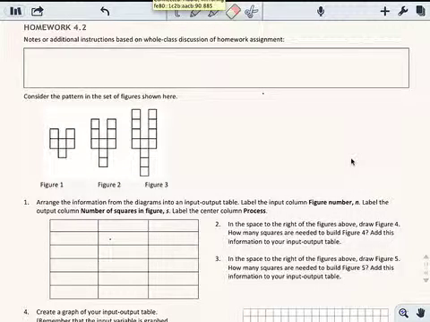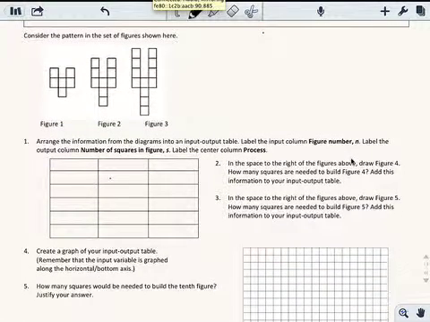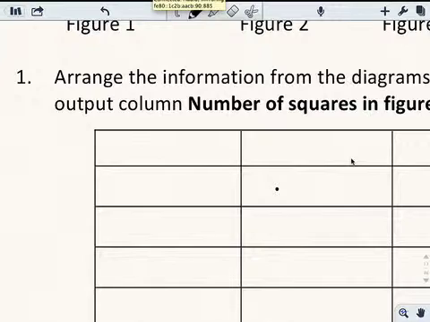All right, folks, let's take a look at homework 4.2. Here we go. So we got a pattern. It looks like it's drawn in figures, and we are going to try to understand that pattern, I assume. Arrange the information from the diagrams into an input-output table. Label the input column figure number N. Label the output column number of squares in figure S. Okay, so let's do that.